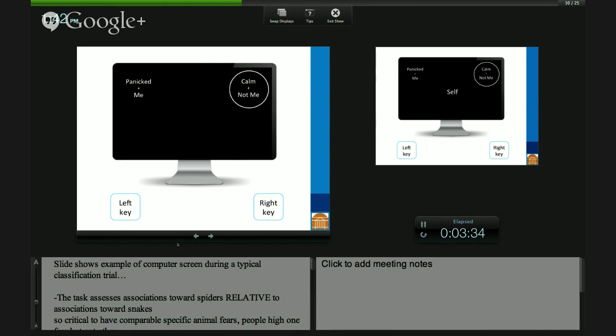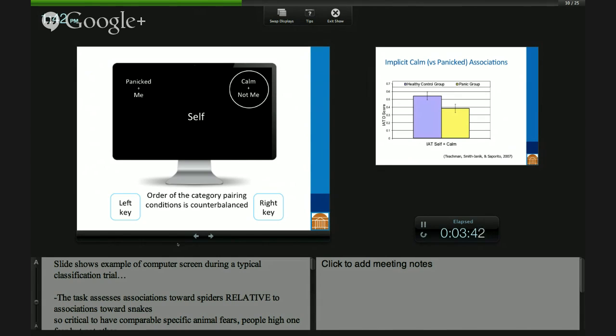And they do a whole bunch of these trials, and then we flip the categories around. Now calm is paired with not me, and panic is paired with me, and they do a whole bunch more classification trials. Now, of course, the order of the category pairing conditions is counterbalanced. And the hypothesis is that if I'm a person who thinks of themselves as really calm and laid back, sadly I'm not, but if I did, I would have a lot of interference in this category pairing condition, right?